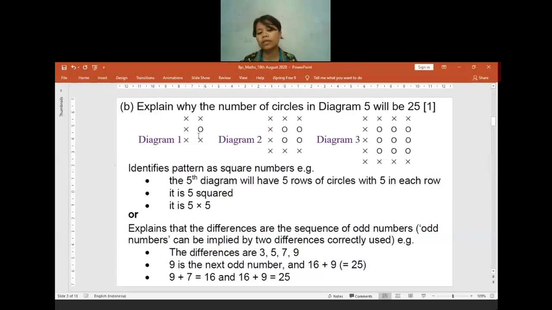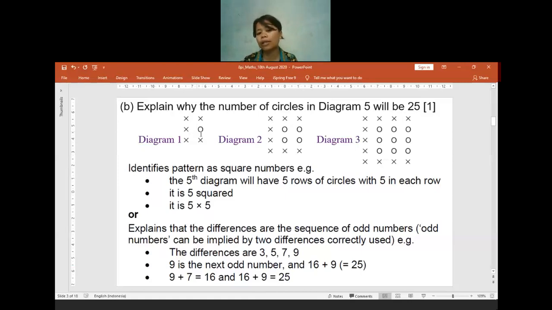From the first diagram to the second diagram, the difference is 3. From the second to the third, the difference is 5. From the third to the fourth, the difference will be 7. From the fourth to the fifth one, the difference will be 9. That's why we will get 25, or you can say that at the first diagram, it will be 1.